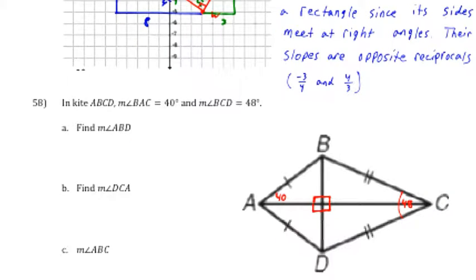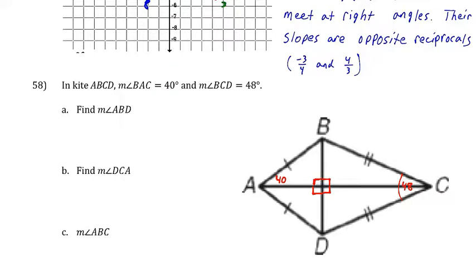And if you remember about a kite, its diagonals are perpendicular, meaning these are all right angles here. Okay, so let's see if we can't solve some of these problems.